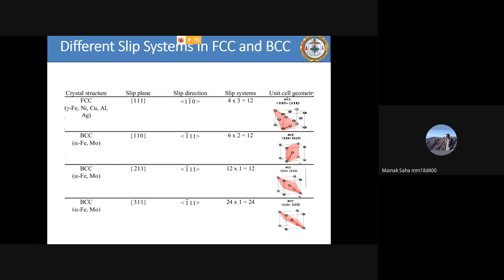Now one very simple question I want to ask. I am telling you that in FCC there are 12 slip systems, only 12. And in BCC there are 48 slip systems, but if you consider the most close packed slip system 110, 111, there are only 12, correct? Now I will ask the question like this: if you have an FCC material and a BCC material, which of the two will you find to be the most ductile? Any idea on this?